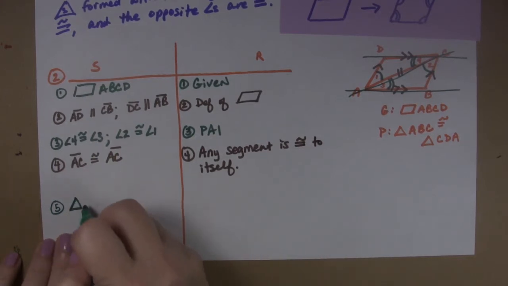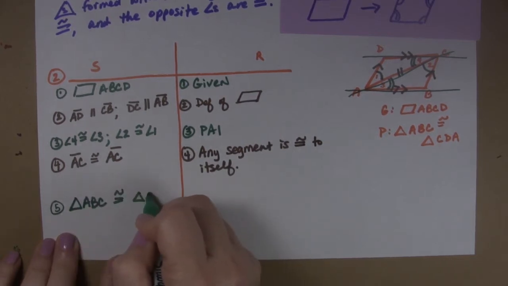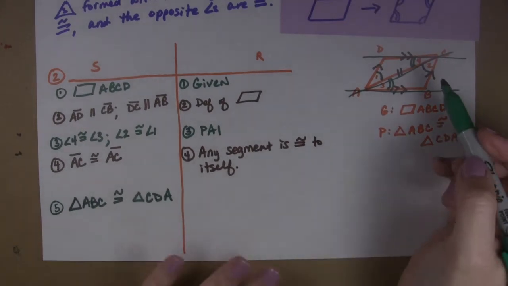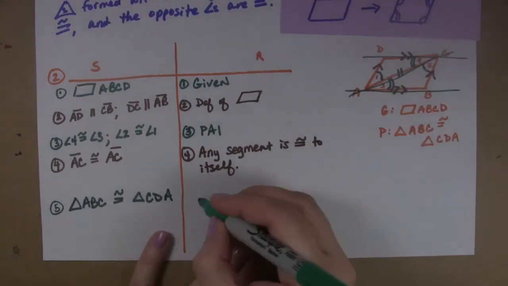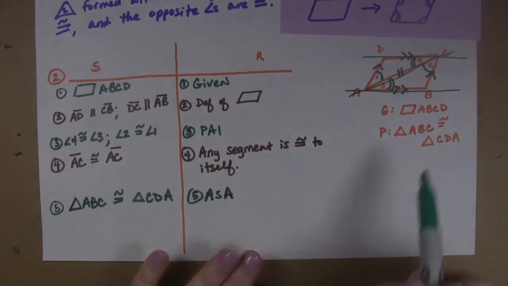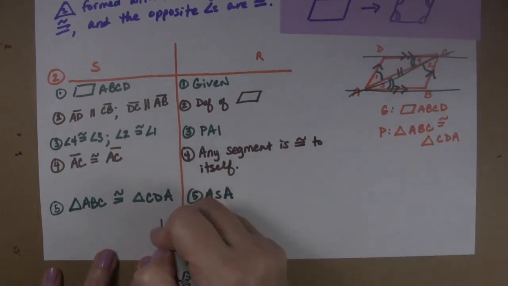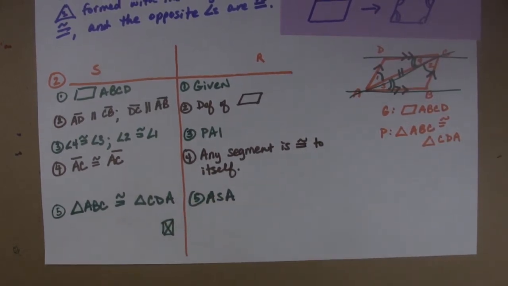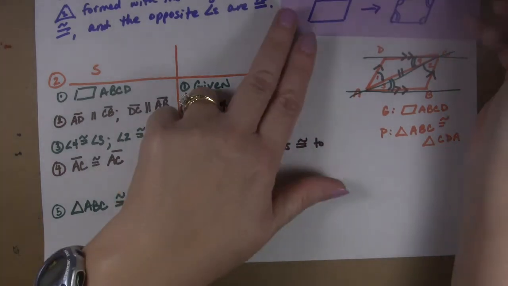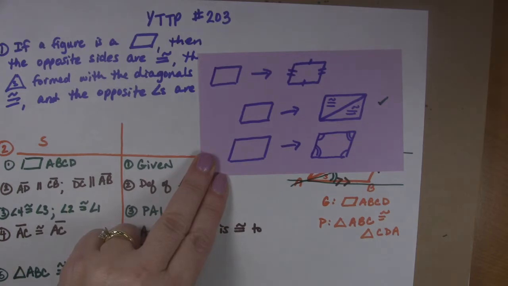But now I'm able to say that angle ABC is congruent to angle CDA, and I'm able to say that because of the ASA theorem. Or ASA postulate, rather, because I proved an angle, a side, and an angle. So that is that, and I am done. So we have just proven this particular theorem. Okay, so let's take a look at the next one.